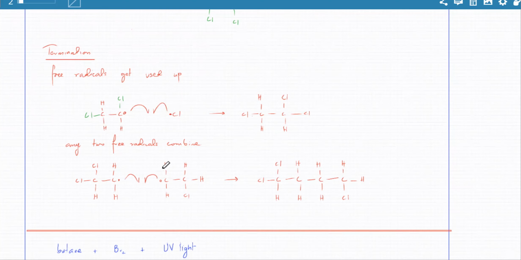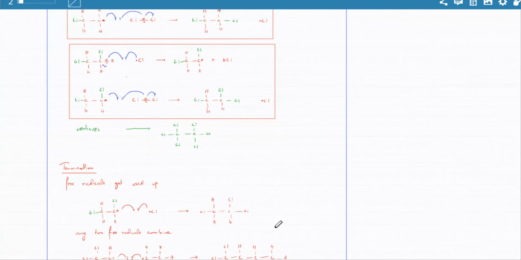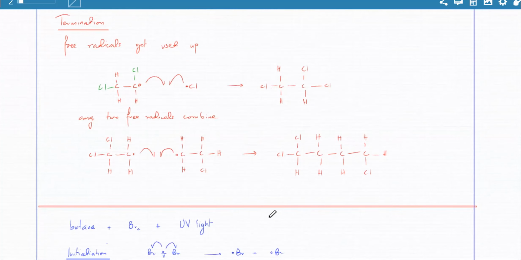So it could be any free radical that was produced in the previous steps. Any of them can just get together and end the process there and then. Instead of the propagation happening over and over again, the reaction would just stop. So that's free radical substitution.